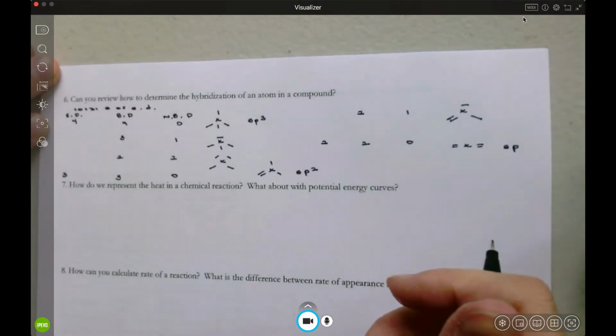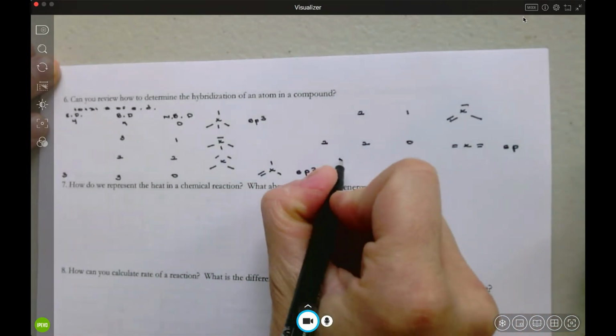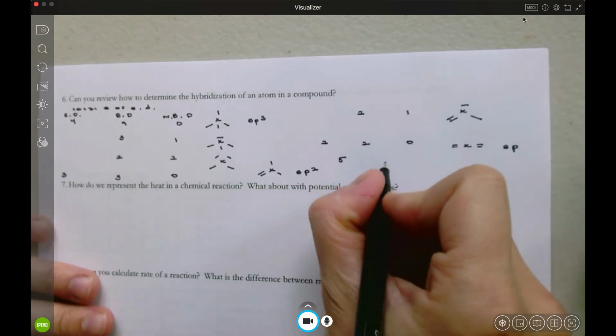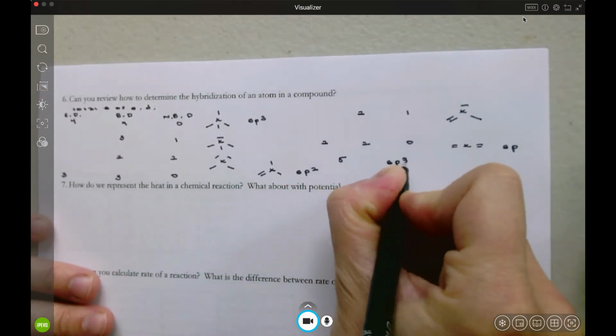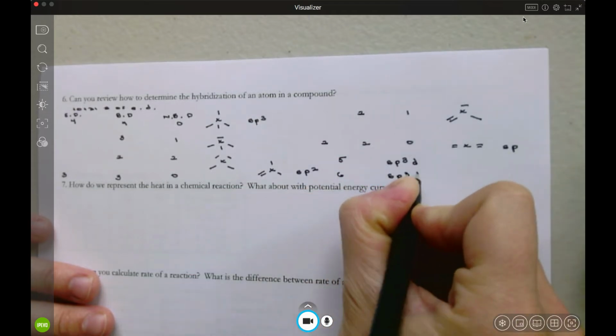And then the same thing applies for an expanded octet. I'm not going to get into that. If you have a total of 5 electron domains, bonding and non-bonding added together, it would be sp3d. If you have a total of 6, it would be sp3d2.